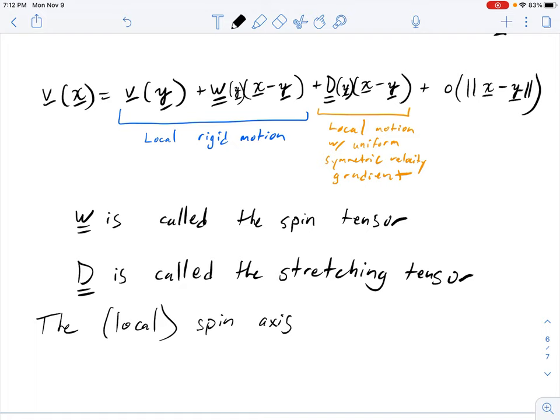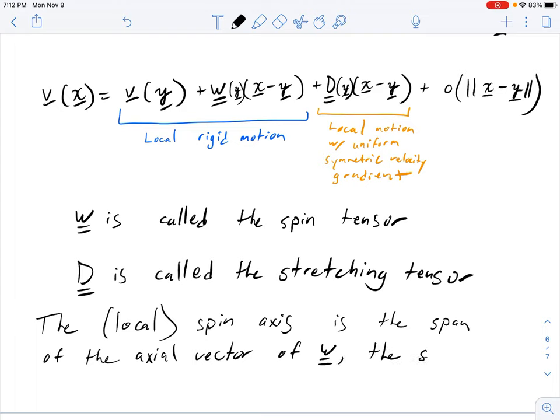Now, the spin axis is a spatial axis because W, D, and L are all spatial tensors. They map spatial vectors to spatial vectors. Another way of calling this would be the null space of W. It's the set of vectors A satisfying W acting on A is equal to 0.